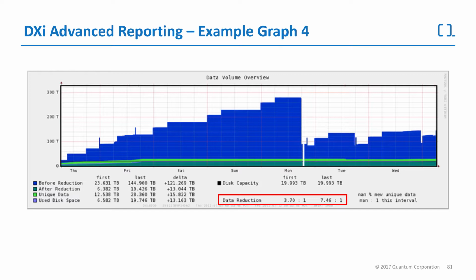Right now, this system is achieving a data reduction ratio of nearly 7.5 to 1, which is pretty good. Now, this was just a quick snapshot of what DXi Advanced Reporting can do. I'd encourage you to visit quantum.com and find your specific model of DXi. There you will find more information regarding advanced reporting for your particular system.